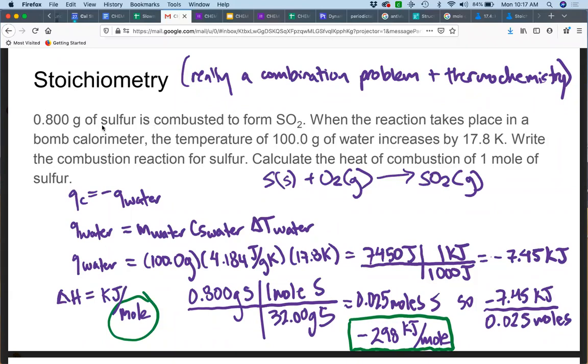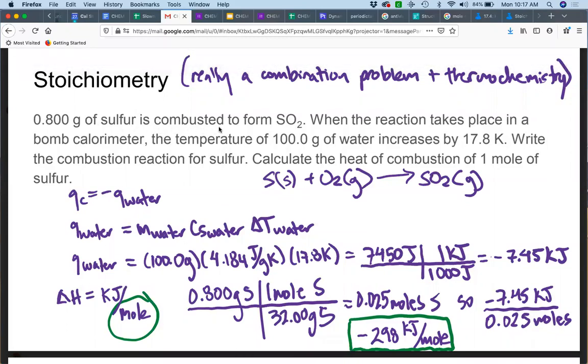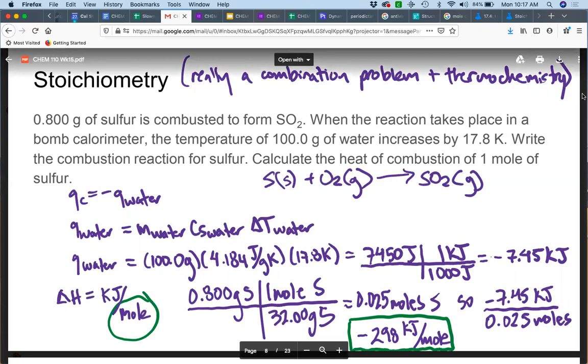And I get that from taking a look at this problem. Sulfur is my starting material. The word combusted tells me that there's oxygen involved. And I know that O2 is a diatomic molecule and that it's a gas. Then my product is SO2 gas. If you're not sure that you know that, that's okay. You could always look up what equations would form SO2. You're not limited by just what you have in your notes. If you have questions, you can always look at the OpenStax textbook, for example, or other online resources.